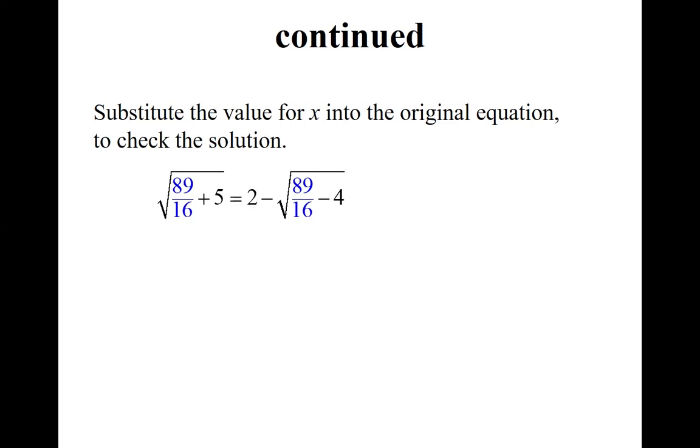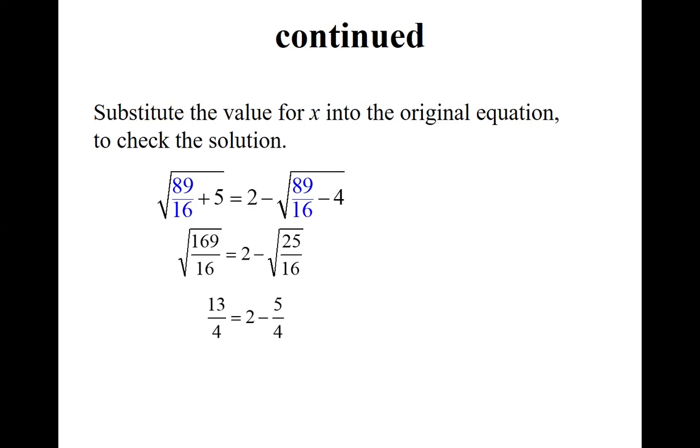Five is 80/16. 80 plus 89 is 169/16. Square root of 169 is 13. Square root of 16 is 4. So the left side is 13/4.